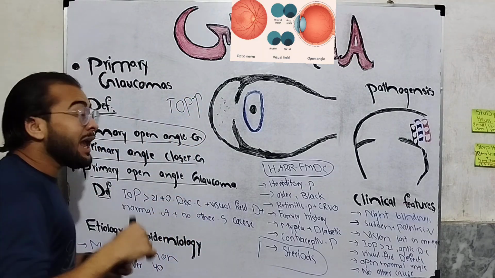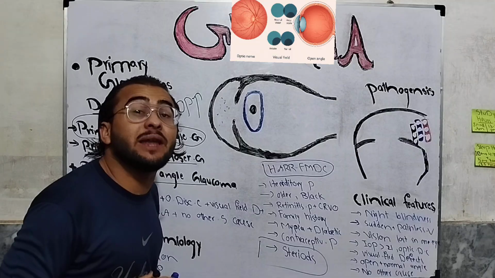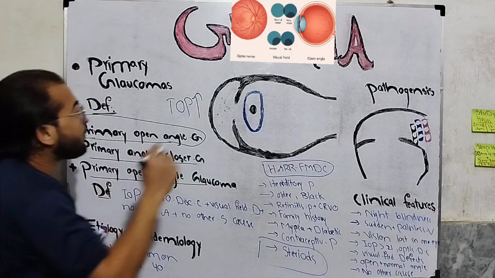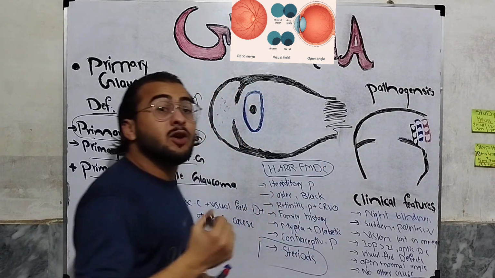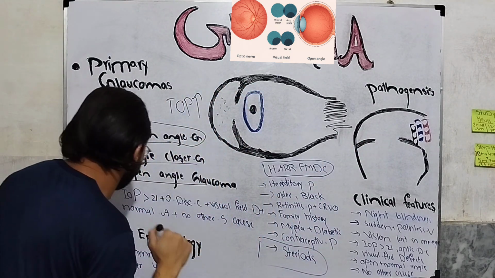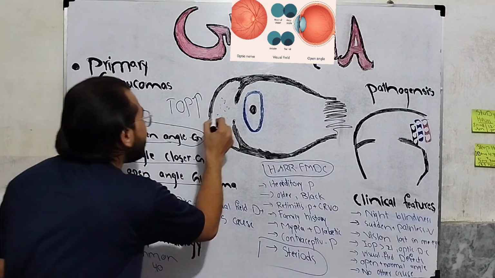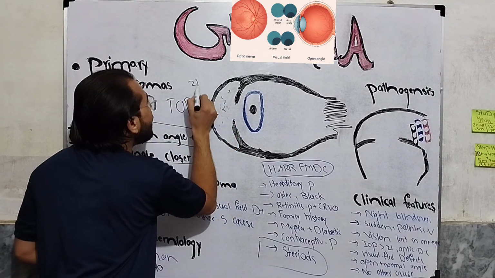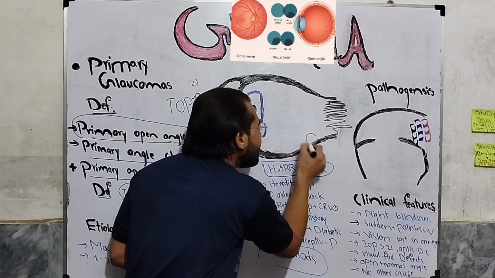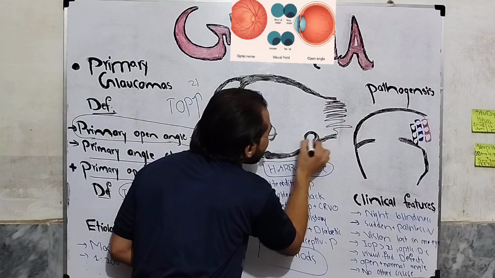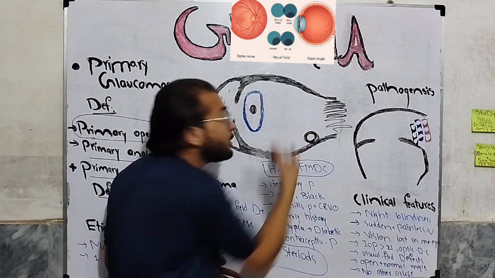Primary open-angle glaucoma is a bilateral optic neuropathy, an optic nerve disorder, characterized by the following features. We have 5 features which specify that it is primary open-angle glaucoma. First, the IOP will be more than 21 millimeters of mercury. Second, we will have optic disc changes, specific characteristic changes in the optic disc, with associated visual field defects.